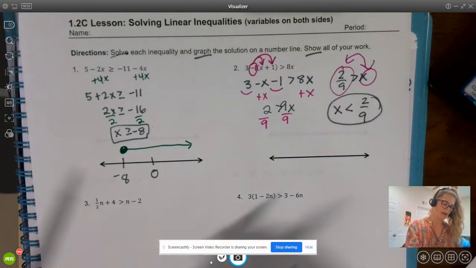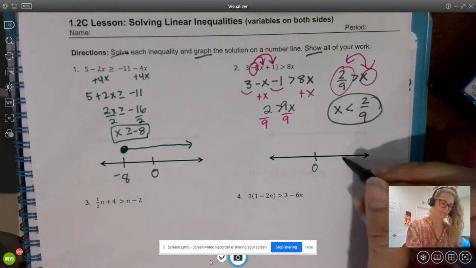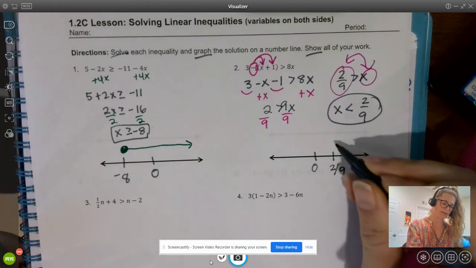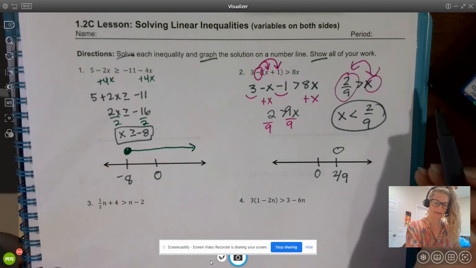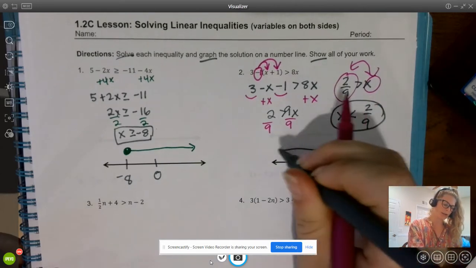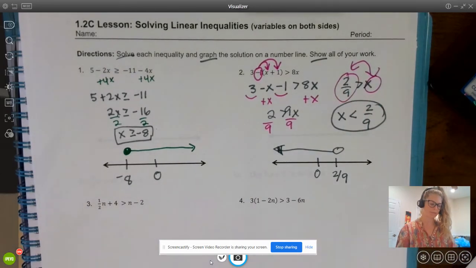So from here, again, I want to have 0, and then I want my boundary number. In this case, it's 2/9. It's an open circle at 2/9 because it's not included. It's strictly less than, and all the numbers that are less than 2/9 are to the left.